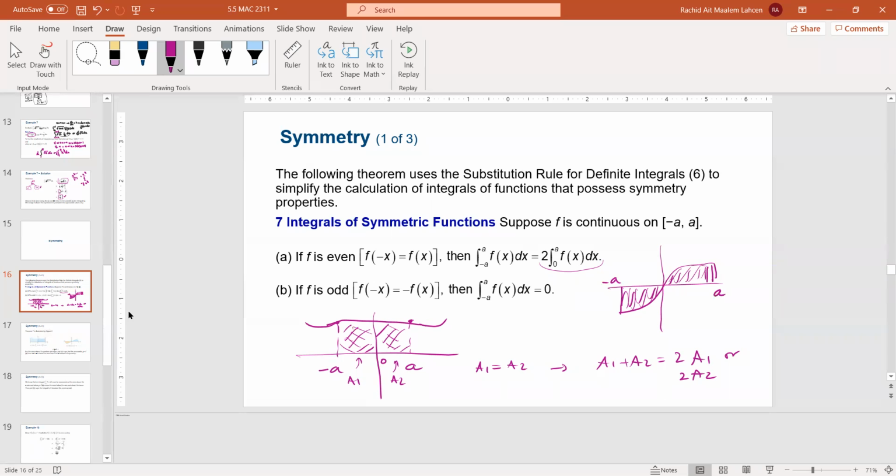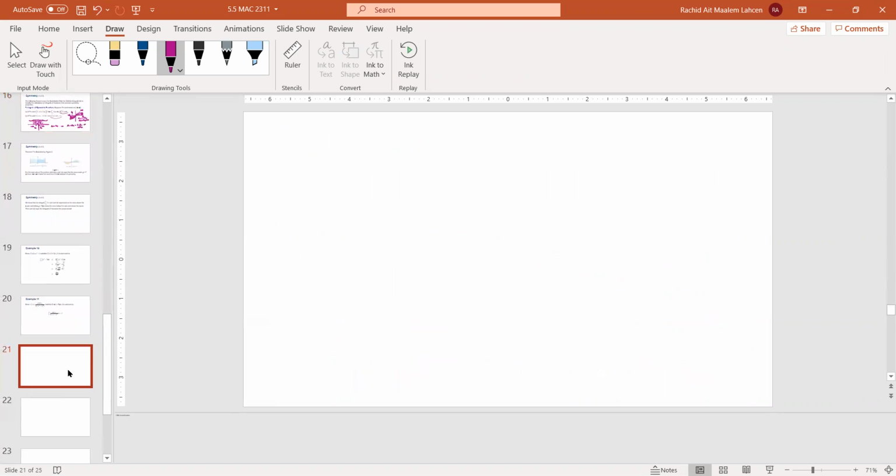Then from negative a to a, if this area is, let's say, a3, and this one is a4, a3 and a4 are the same as far as absolute value, but they're opposite. A3 is negative and a4 is positive. So if you add a3 with a4, you're going to get 0. So that's the property there, and that helps simplify. And why this one is good, let's just do an example.